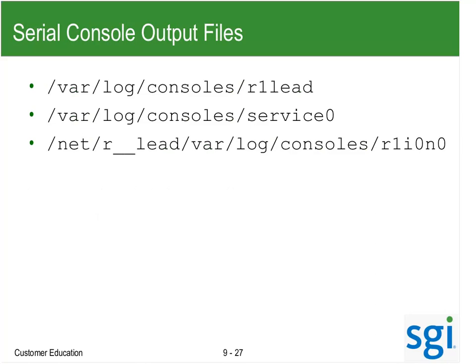Serial consoles, again, are /var/log/consoles on the lead nodes. Again, /net has nothing underneath it until it's auto-mounted, but you can do net, R1 lead, var log consoles, and look at things, as anything that's going to the serial console.